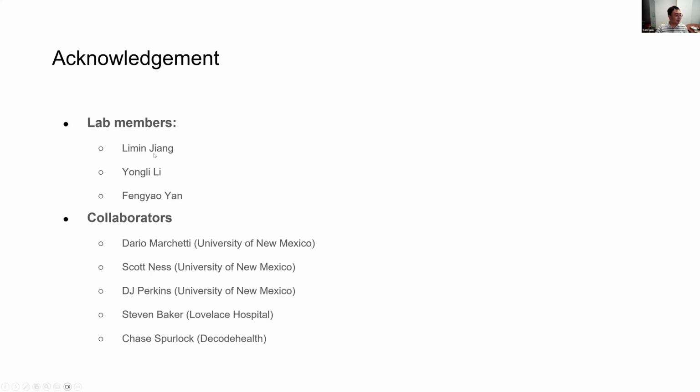And then here are my lab members. Li Minjiang is a research assistant professor in my lab. Yongli is a staff programmer, and Feng Yao is also a staff scientist. And then we have collaborators, and all of those projects were actually initiated in New Mexico. Dario Marchetti is an expert in the CDC RNA field. SkyNet helped with collecting the normal tissue RNA. DJ Perkins is the PI of the COVID-19 study. He was able to collect the American Indian data. Stephen Baker is the one who produced the Iso-Seq data. And Chase Spurlock is my previous colleague from Vanderbilt. He now owns a company, and he provided me the multiple sclerosis data. So thanks to those people, those studies are available.